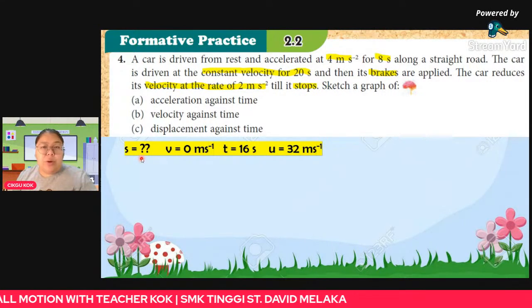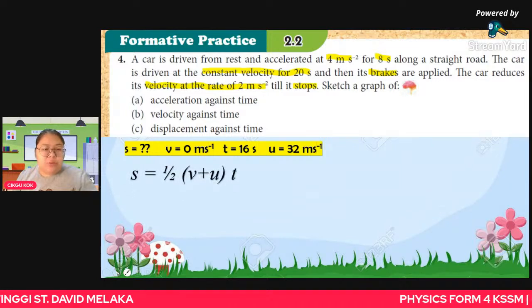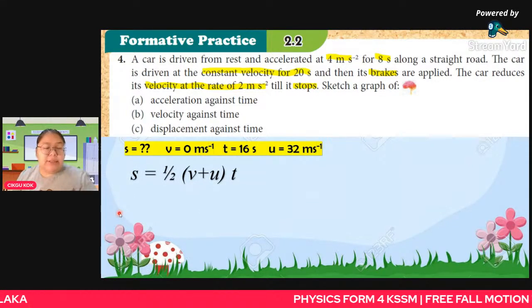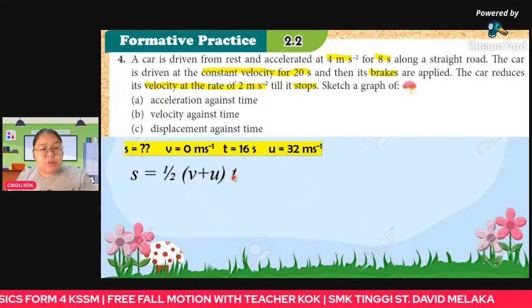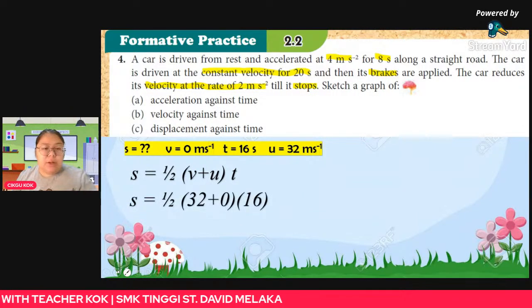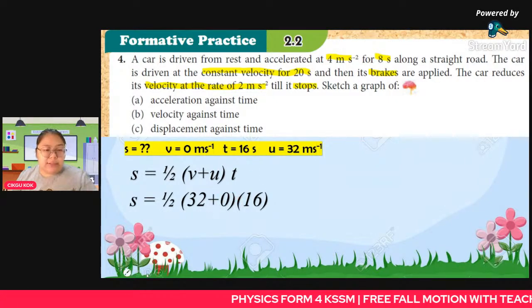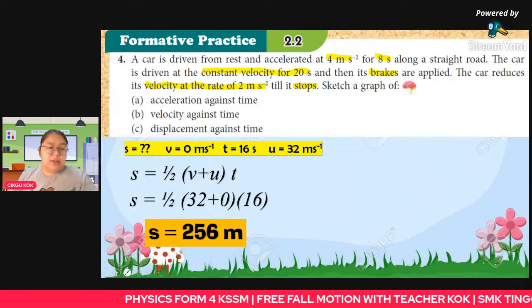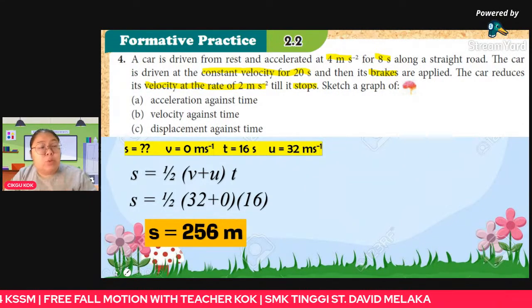Now we want to find the S. So I'm using the second equation, S equal half V plus U multiplied by T, to find the displacement. So this is 32 plus 0, V is 0, then the time taken 16. So I get 256. My last part displacement is 256.